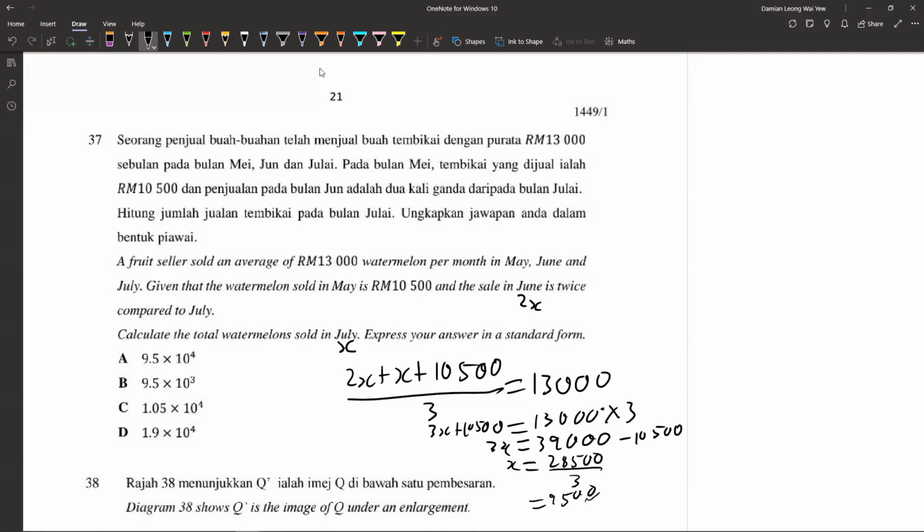Change to standard form. Move back 1, 2, 3 spaces. 9.5 times 10 to the power of 3. Answer B. Yeah.